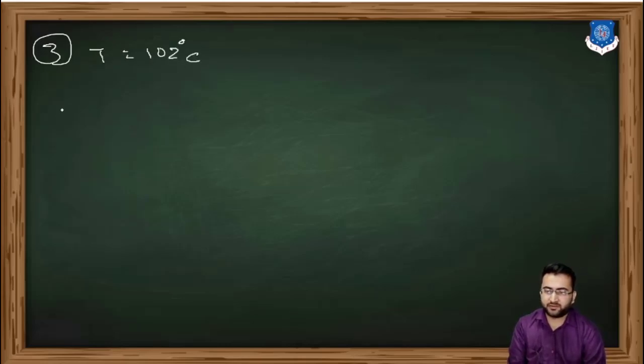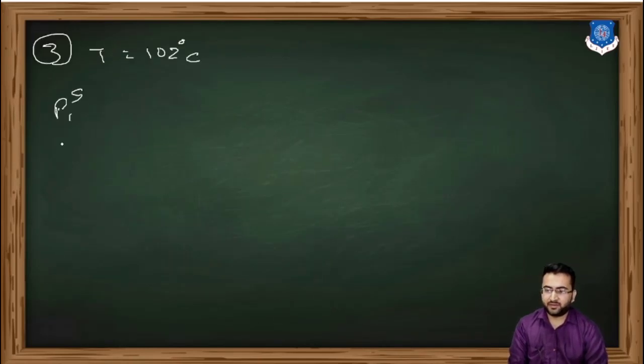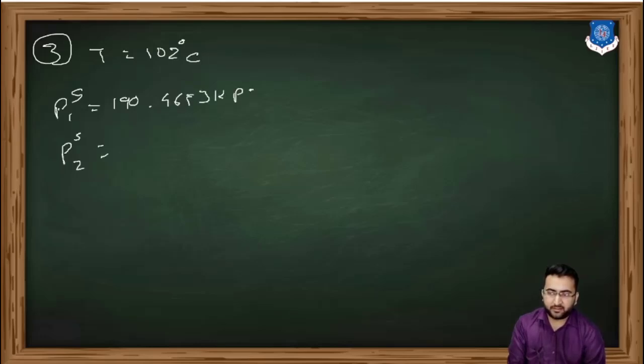102 degrees Celsius. So we will get the values of P1 saturated and P2 saturated by replacing the temperature with 102 degrees Celsius. That becomes P1 equal to 190.4653 kilopascal, and P2 is equal to 36.3845 kilopascal.